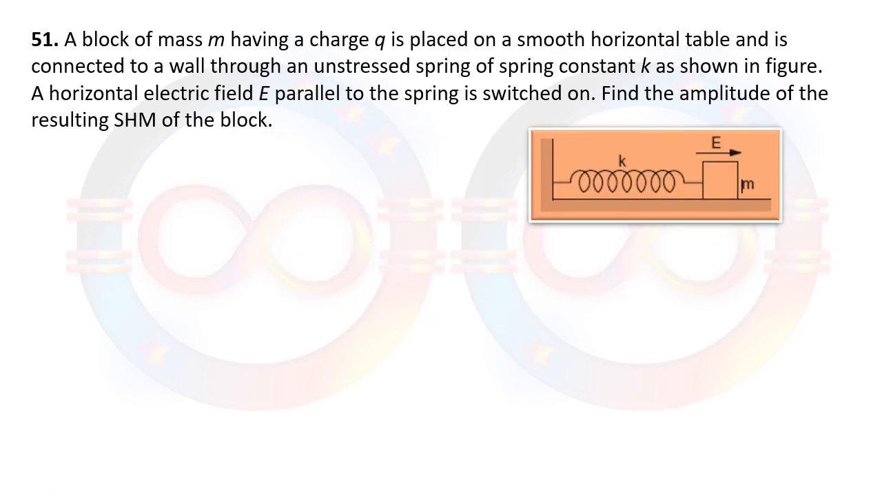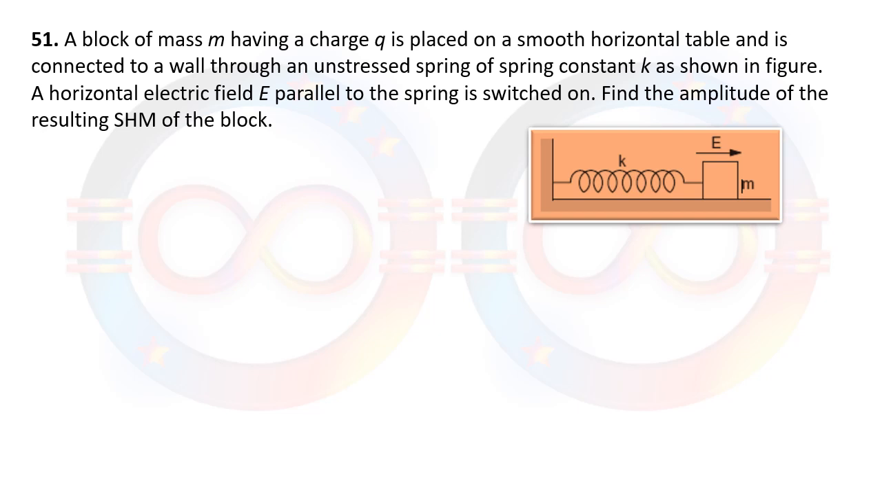Now question number 51 is saying that a block of mass m having a charge q is placed on a smooth horizontal table and is connected to a wall through an unstressed spring. The spring is kept in its natural length, having the spring constant k as shown in figure. A horizontal electric field E parallel to the spring is switched on. Find the amplitude of the resulting SHM of the block.